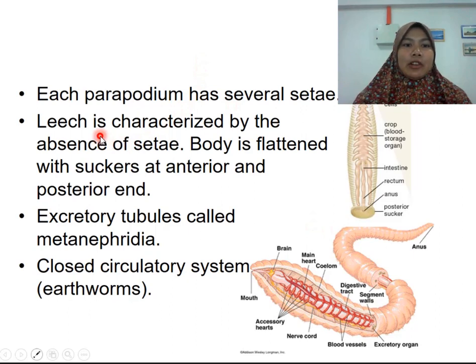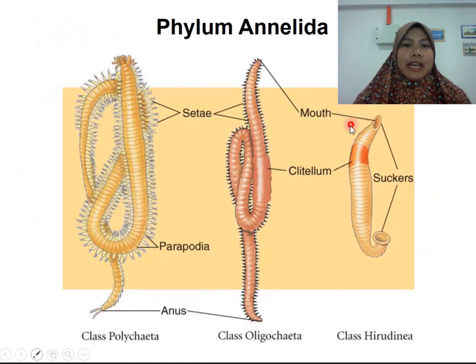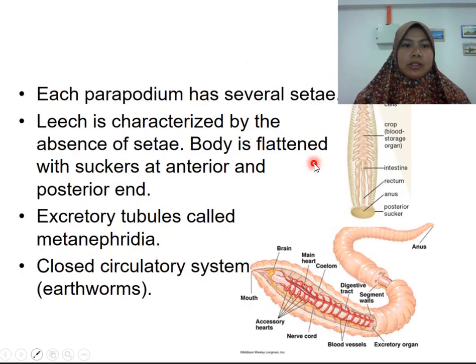As for leeches, they fall under class Hirudinea. A leech is characterized by the absence of setae, and the body is flattened with a sucker at the anterior and posterior. This is an example of a leech. They have a sucker at the anterior and also the posterior. From this picture you can see they have no setae, but they do have a clitellum similar to the earthworm.